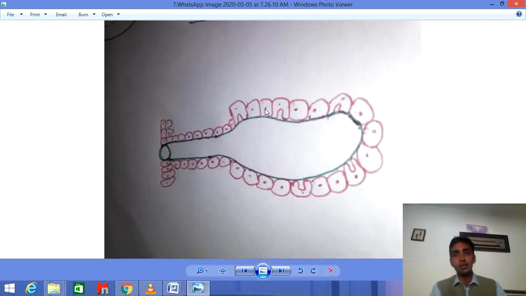This enzyme is not stored in the form of pepsin, because if this enzyme is stored in the form of pepsin, then it will digest the wall of the chief cell. So this is stored in the form of pepsinogen.